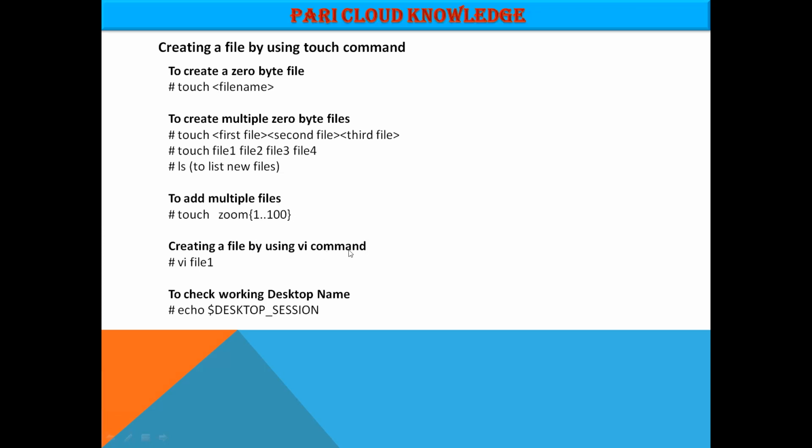To create a file by using the vi command, just use vi, then the file name, and hit return. And for saving purposes, you can type escape colon wq, and then hit enter. Then it will save the file and exit from there.